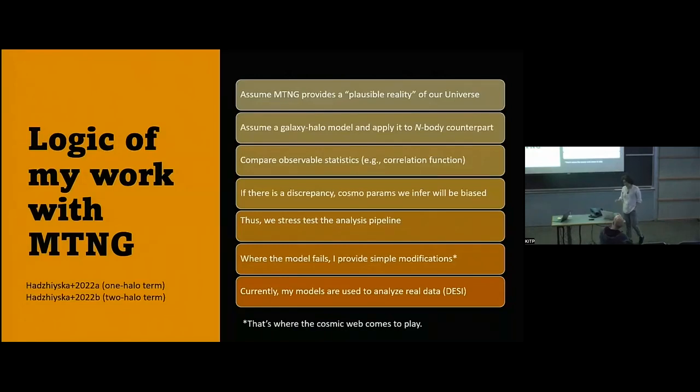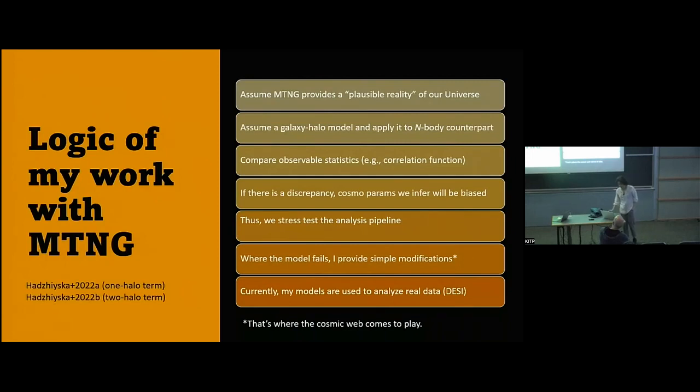Okay, so the two papers that I have put out as part of this Millennium TNG project are related to the 1 and the 2 halo term. And here I just want to summarize the logic of my work. First of all, we need to make an assumption that Millennium TNG provides us a plausible reality of our universe. That doesn't mean that everything that comes out of it is the truth, but at least to first approximation, we believe that the gas dynamics make sense, and that the connection between galaxies and dark matter, at least to first order, is giving us something plausible.